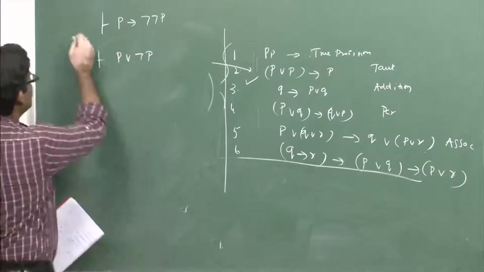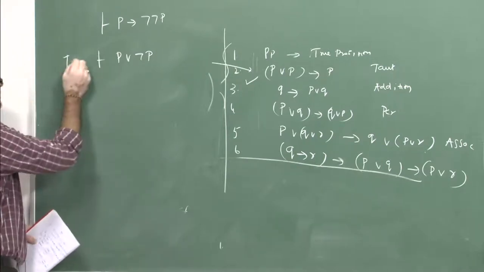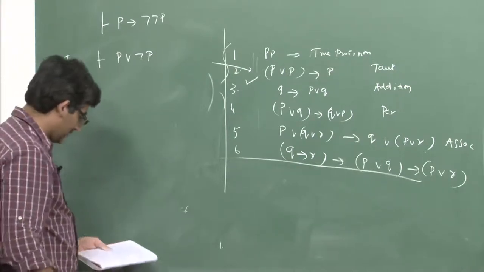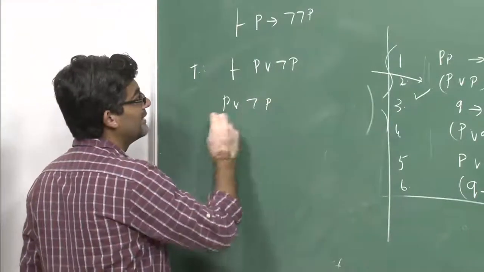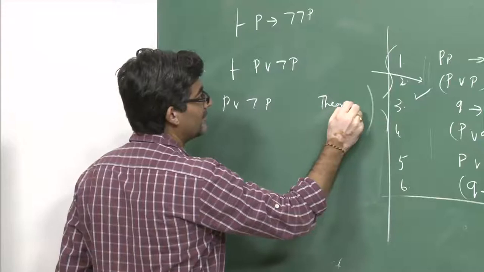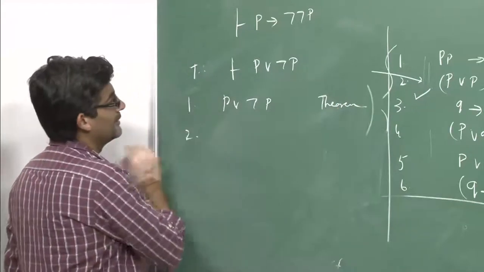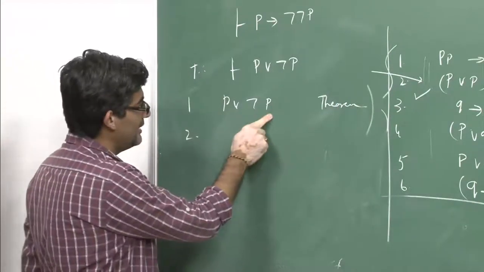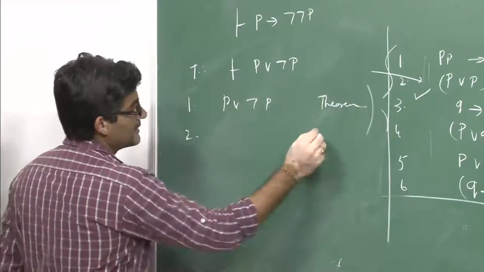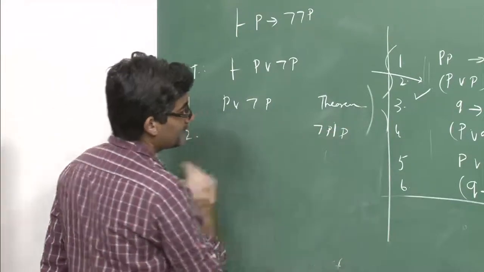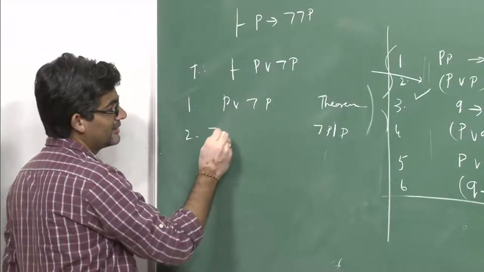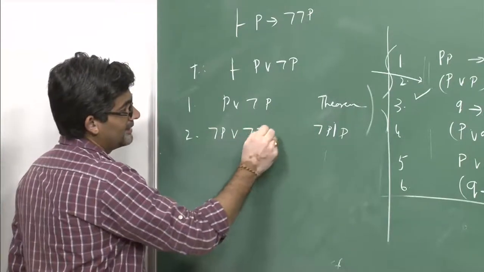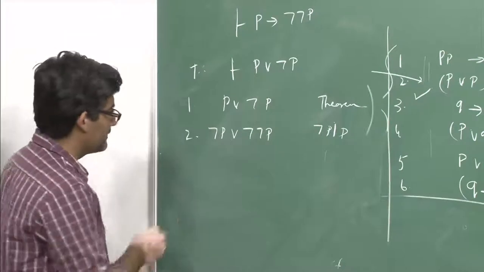So now this is already a theorem which we have shown just now. To begin with, this is a theorem we just proved. So now substitute not P for P. That is, wherever P is there, you substitute not P. So now this will become not P and this will become not not P.